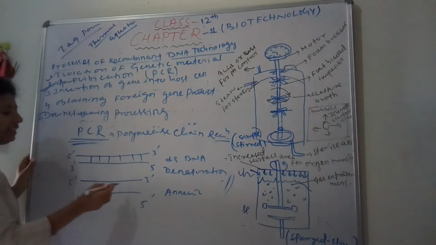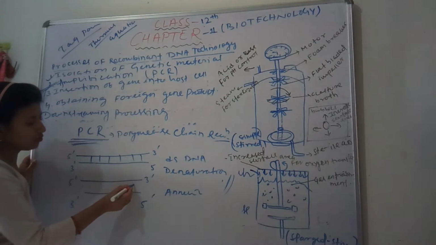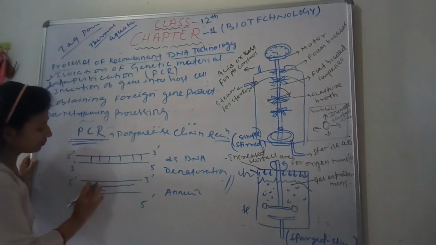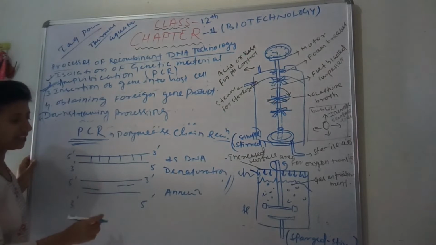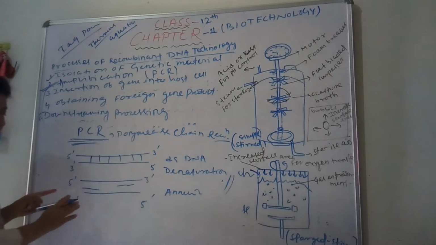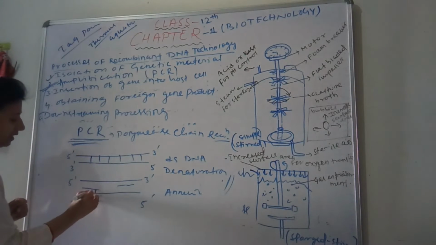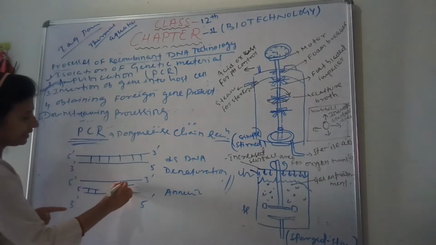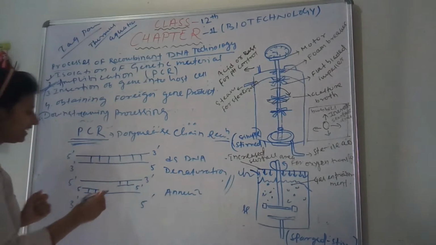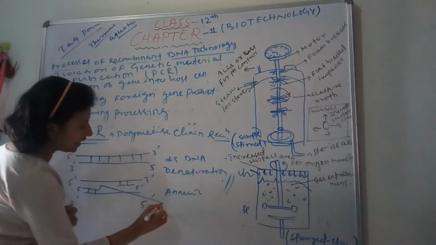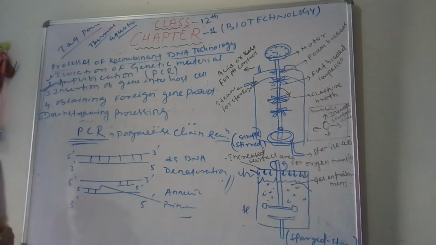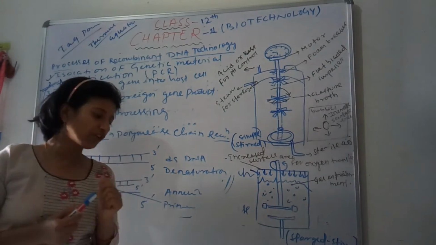During annealing, some primers are used to start the process of forming complementary strands. So here it starts from the 3 prime end, and from here it also starts from the 3 prime end. So here the new strand will form 5 prime and here it will also form 5 prime. So after annealing, the primers are used for joining. Primers are small chemically synthesized oligonucleotides.